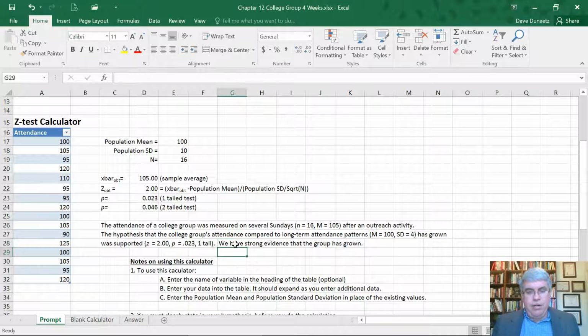Now we can't be sure because we could always make a type 1 error. With our alpha level of 0.05, that's what we compared this p-value to. There's always a 5% chance that we're making a type 1 error and the group really hasn't grown.